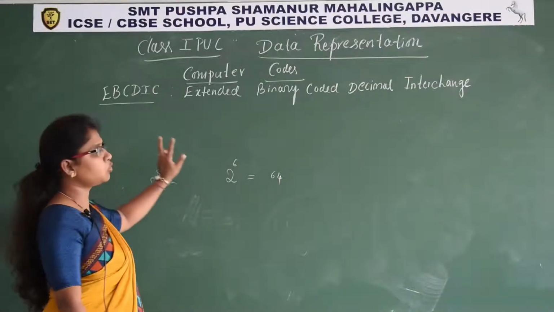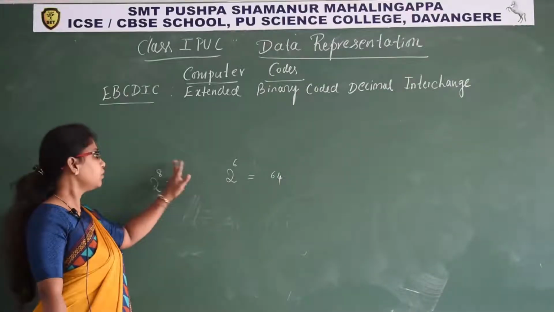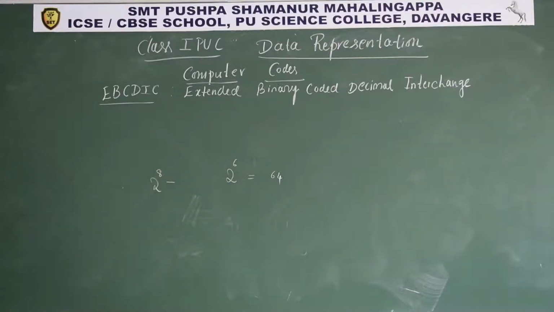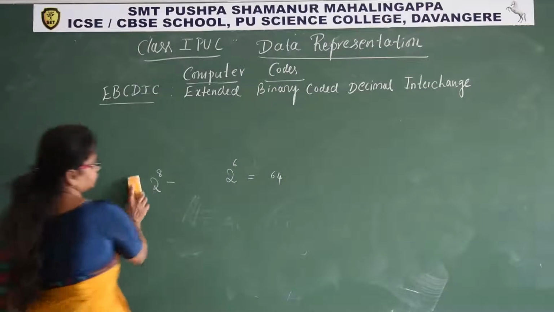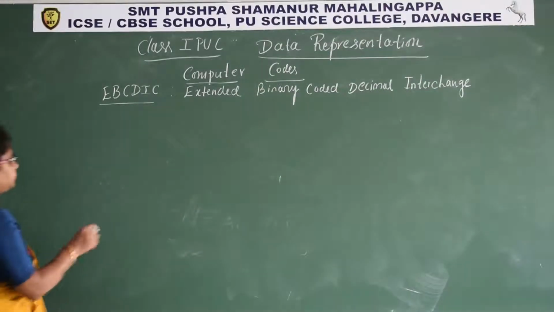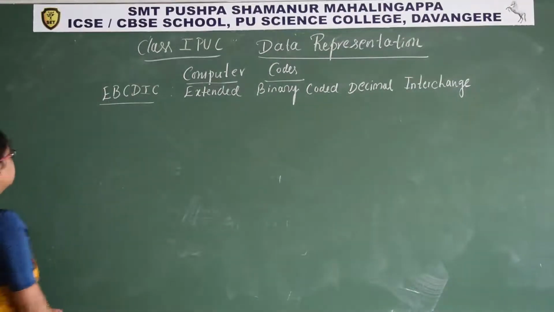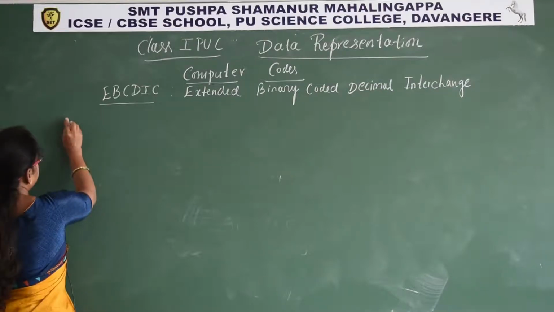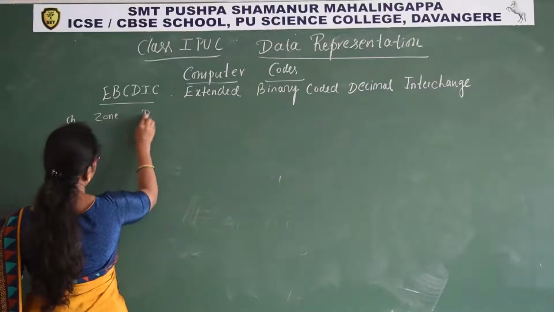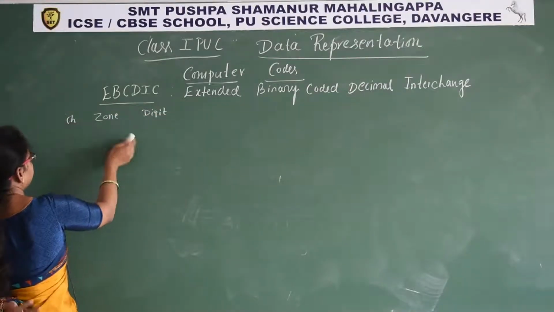There we used 2 zone bits and 4 character bits. Here 4 zone bits and 4 character bits. You can compare with the BCD. See here. First you need to remember this table. First I will write alphabets, character, zone bit and digit, binary digit.